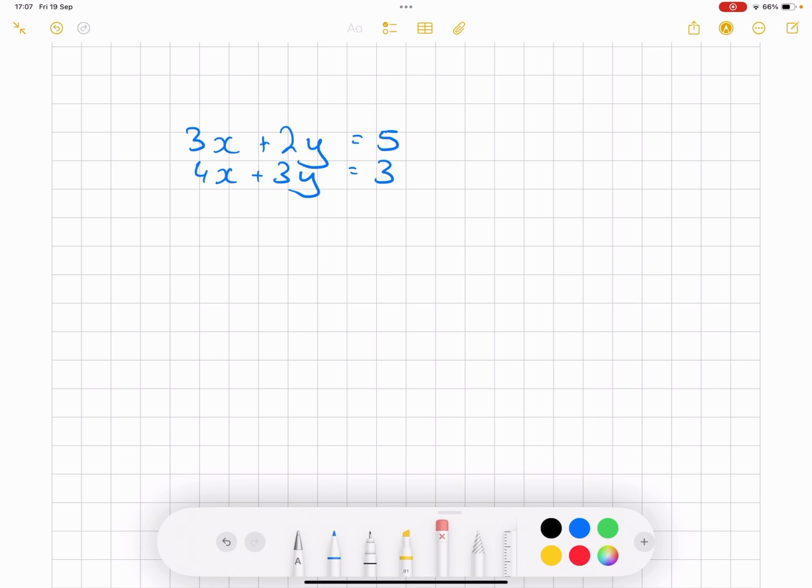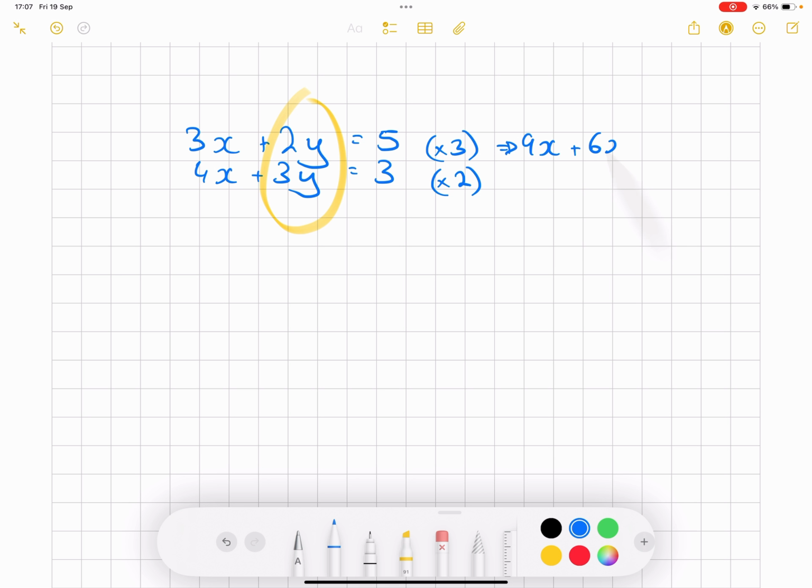So we need to have a thought process now, and we need to think, well, what if I get these two y's to the same number so that when I add them together, the top y's will cancel out with the bottom y's? And what if I multiply this top line by 3, that'll get me up to 6y. And I could also multiply this bottom line by 2 to get me to 6y. So let's do that.